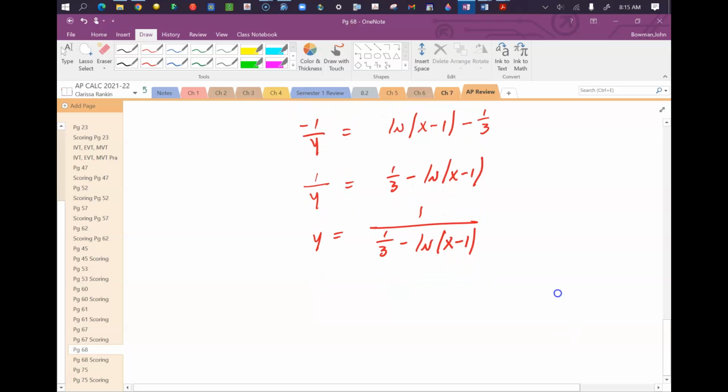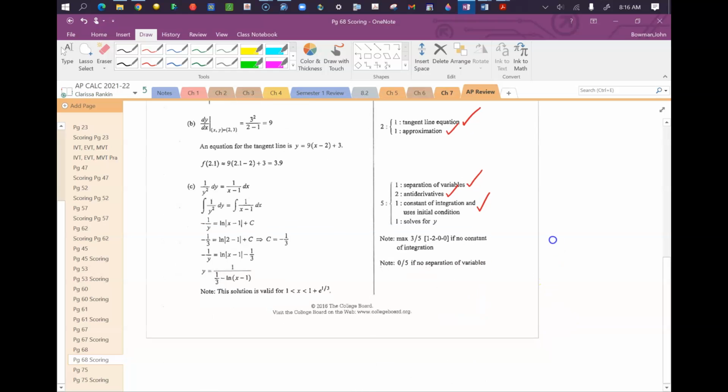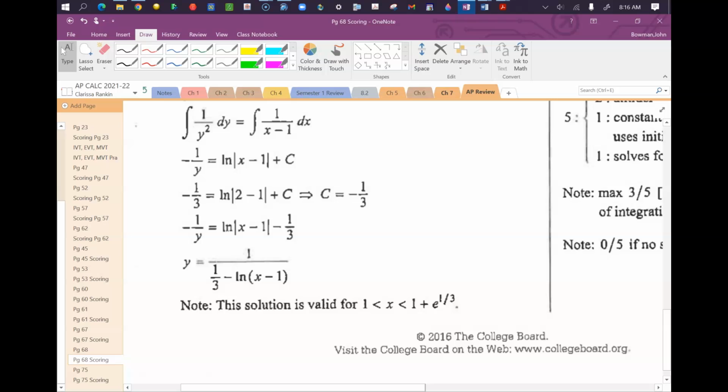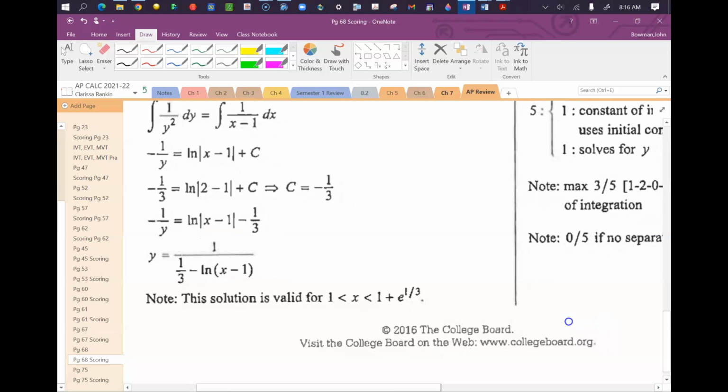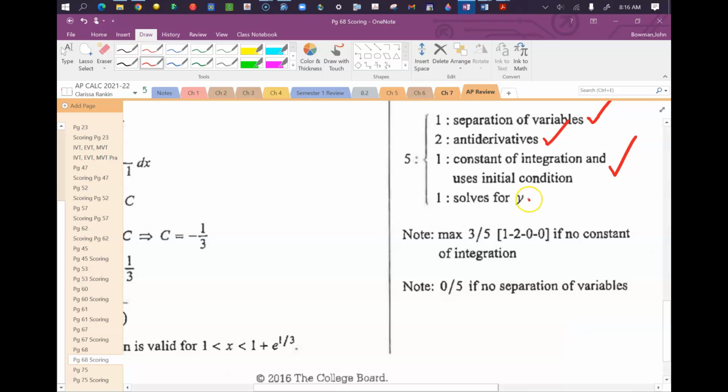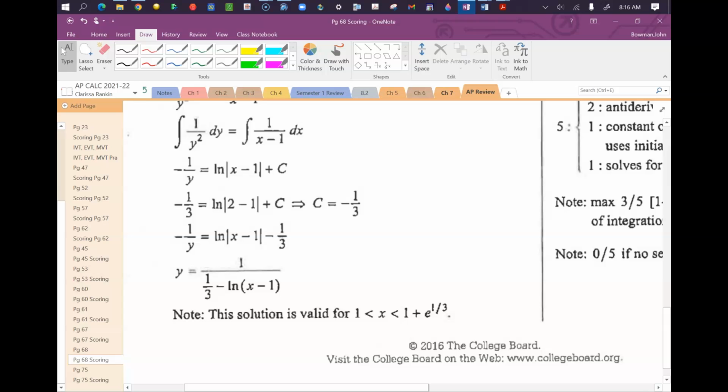We'll take a look at the solution here. It's probably going to be in a slightly different form, but that should not matter. And in their solution, they have 1 over 1/3 minus the natural log of x minus 1, and they do not have an absolute value in there. I don't know why that would be the case, but it says you solve for y. Having the absolute value in there is not going to lose you a point.